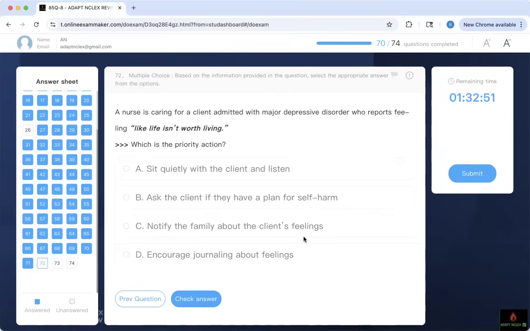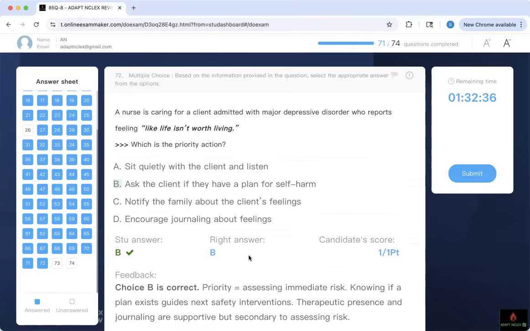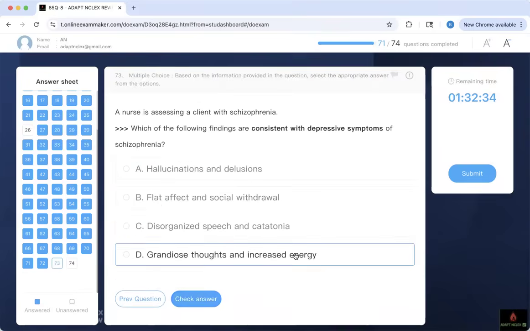Notify the family about the client's feelings. You have not talked to the client. Encourage journaling about feelings. It's not enough. You are ignoring the statement. Therefore, sitting and listening versus acting. Tell me what plan you have. Better.